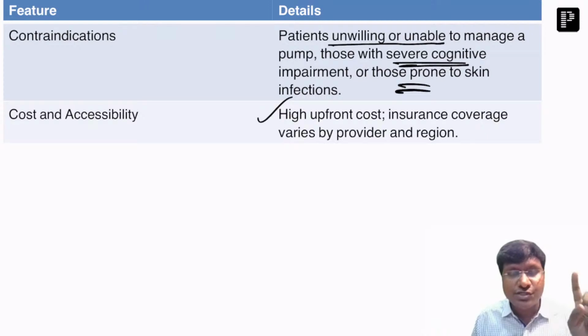The indication is those individuals who have poor glycemic control with multiple daily injections. Contraindications are those individuals who have cognitive impairment, are unwilling or unable to manage the insulin pump, and those with a high risk of skin infections. And these are highly expensive. Okay, so this is about your insulin pump.